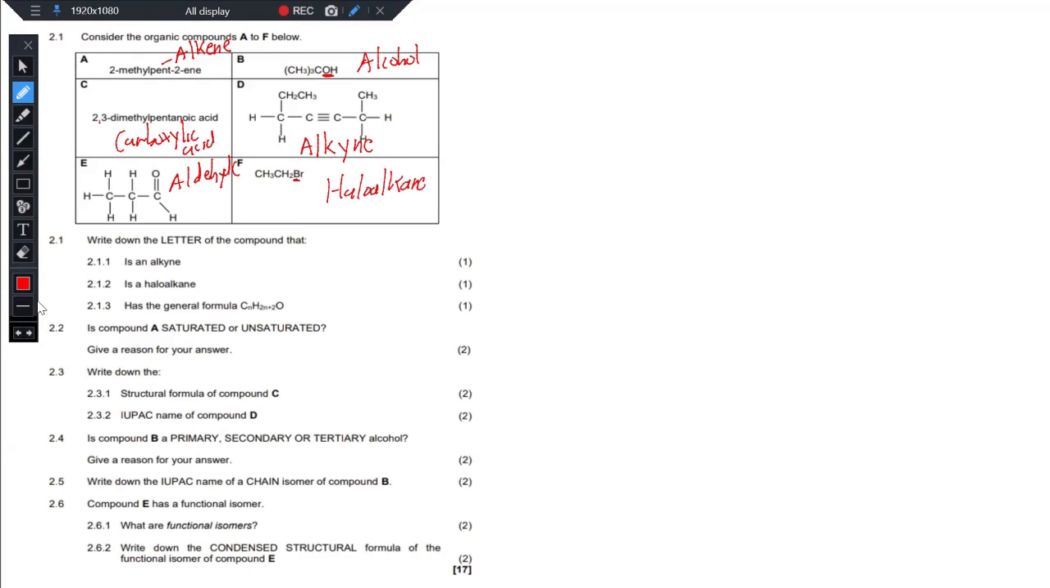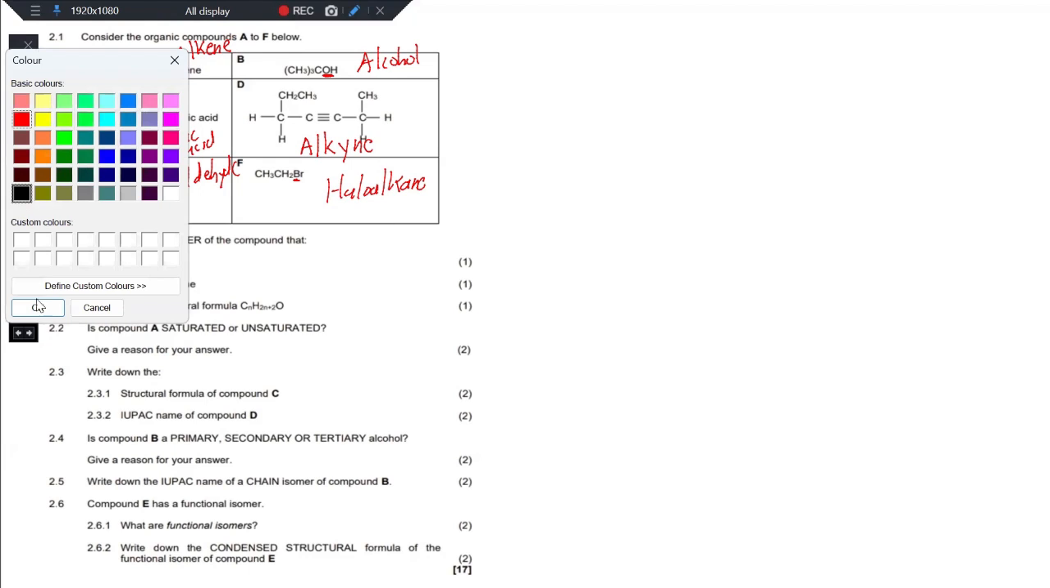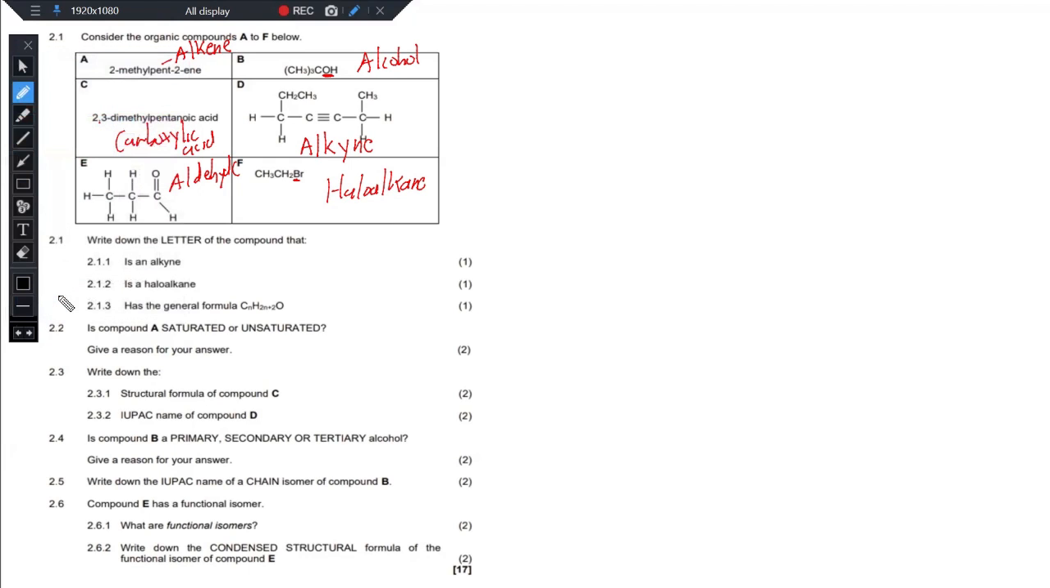Then let's now check how we answer those questions. So now that we have identified everything, it should be easier for us to answer this. Now 2.1.1 says, write down the letter of the compound that is an alkyne. And as we can see there, that's D. Then 2.1.2, write down the letter of the compound that is a haloalkane. As we can see it there, F.